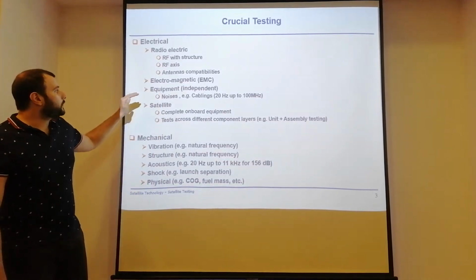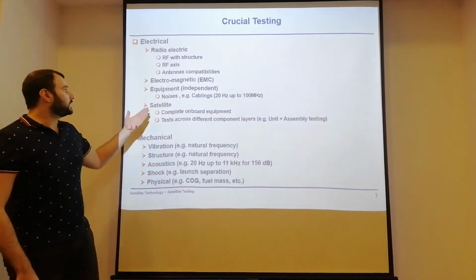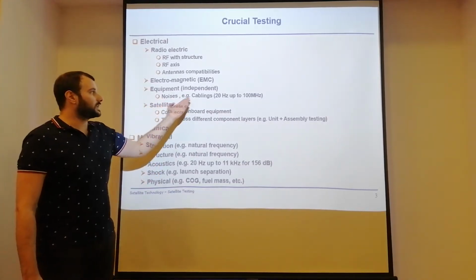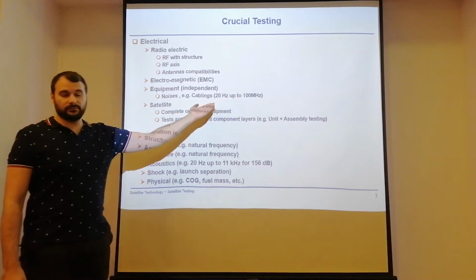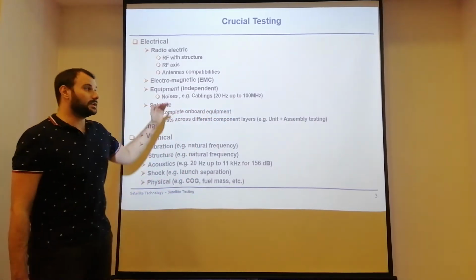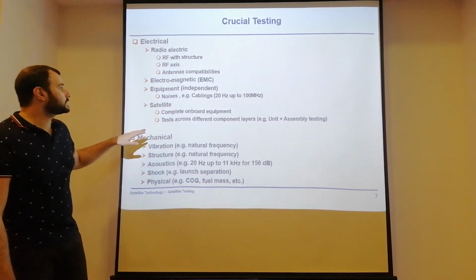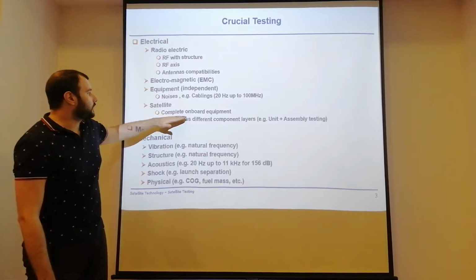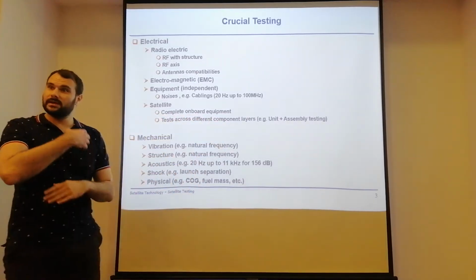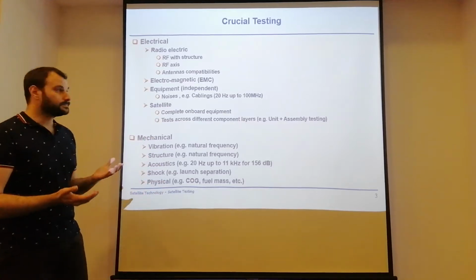You have equipment tests. Those are independent tests for all the different equipment you have, especially noise tests for your cabling. You want to, for instance, make sure that you don't have any interference coming from external sources into your equipment. And the satellite itself, of course, you want to check the complete onboard equipment, that everything is well tested before you put it up into space where it's out of your reach.